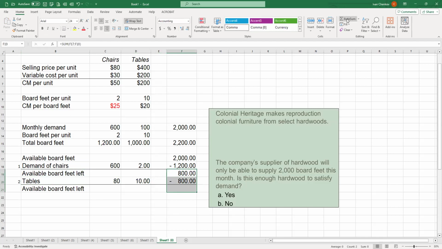So what will be my winning strategy here? 600 chairs and 80 tables. Yeah, 600 chairs and 80 tables. That will be my winning strategy, correct? Yes. Let's go back to the slides and finish the slides now.